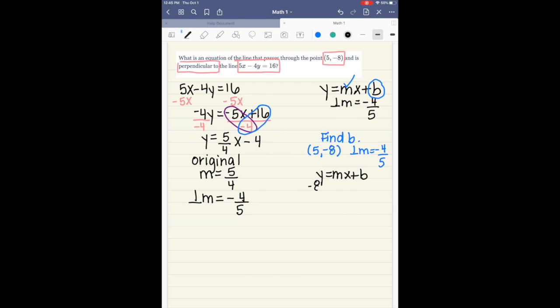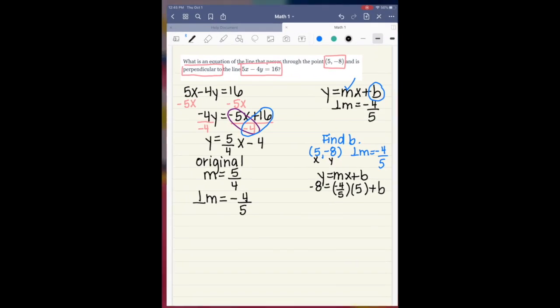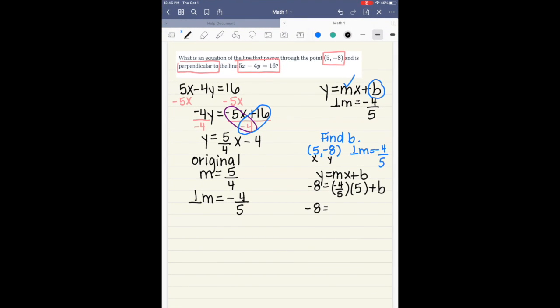So we're going to plug in negative 8 for y, because remember this is x, this is y. My slope is negative 4 over 5 times my x value, which is 5, plus b. So negative 4 over 5 is technically negative 4 times 5, which is negative 20. Then divided by 5 will be negative 4. But again, if you feel like you would struggle with it, then do negative 5 divided by 4 times 20, and that times 5, and that gives you negative 4. So I have negative 8 equals negative 4 plus b.